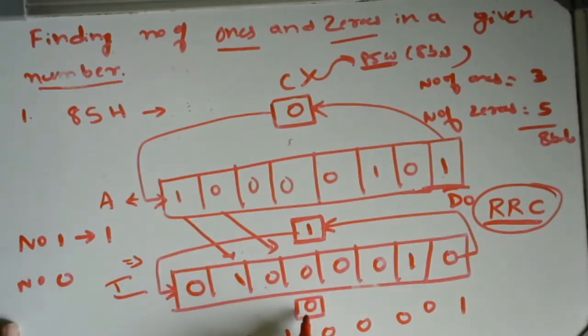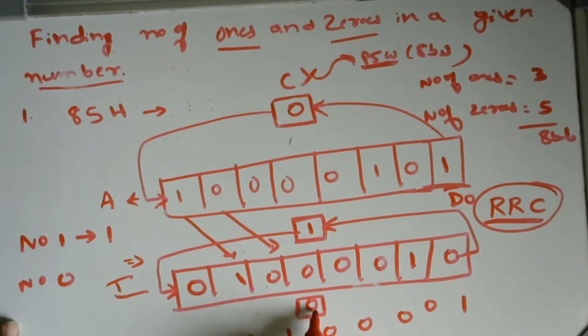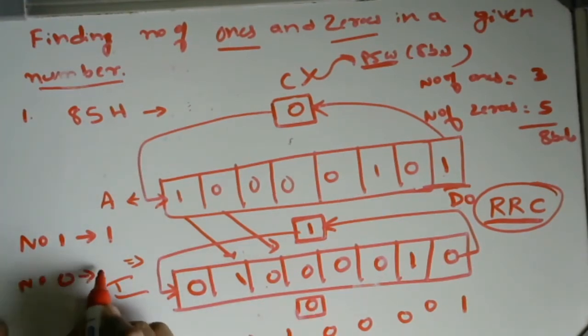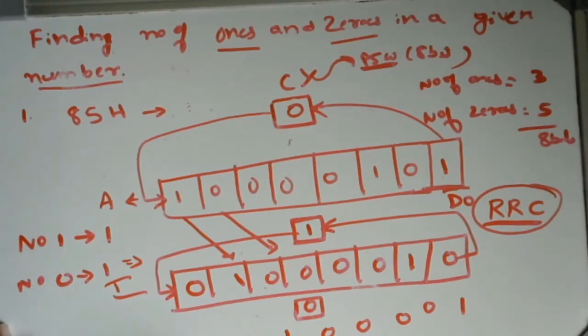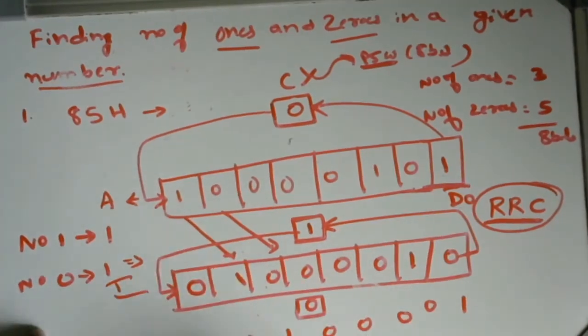So now by checking this one, the carry bit is 0. So the number of zeros present is again 1. Okay, this will be rotating one more time now. So that time what happens?